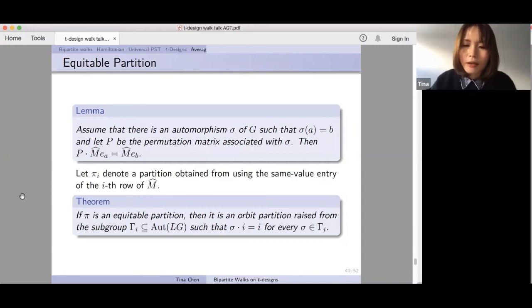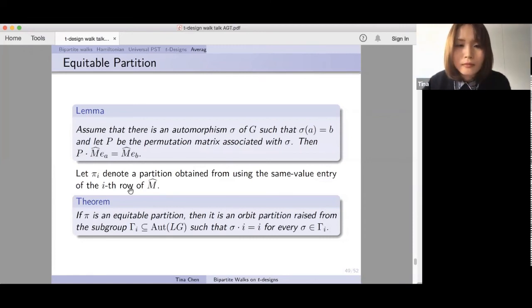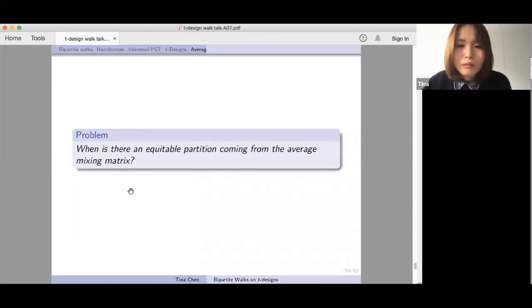Using the lemma I just showed, I can prove that if the partition we get using the method I just described is equitable, then it will be an orbit partition arising from the subgroup of the automorphism group of the line graph, such that every element in that subgroup will fix the i-th element.